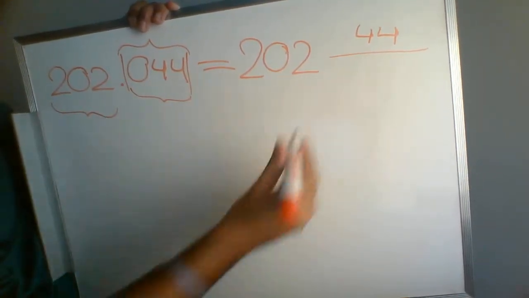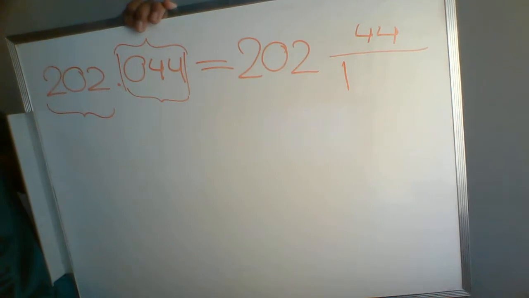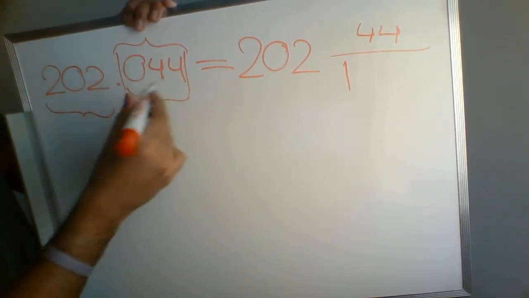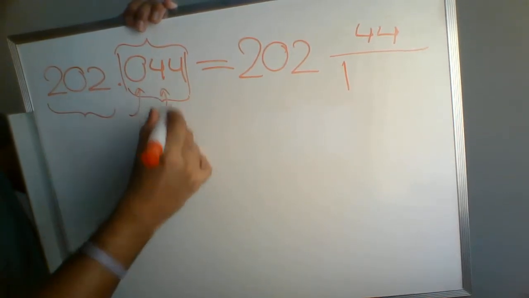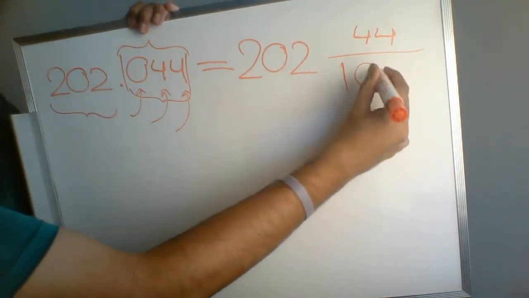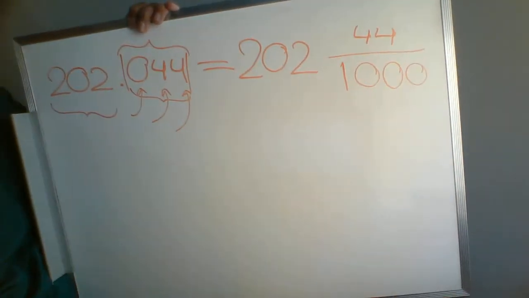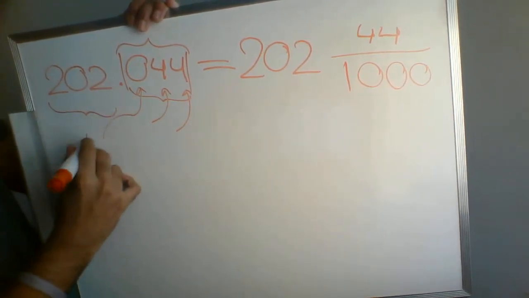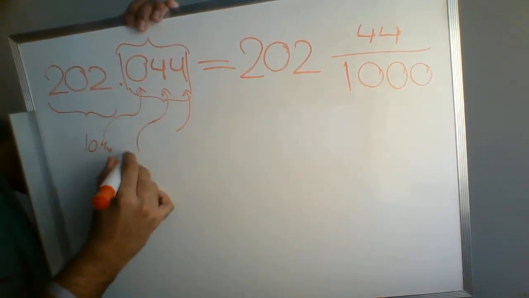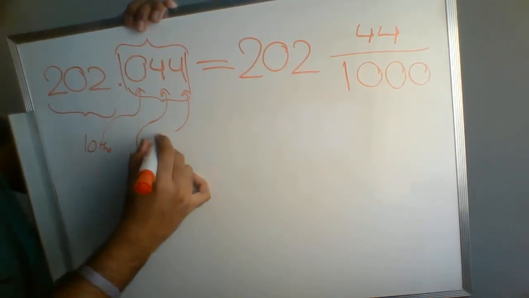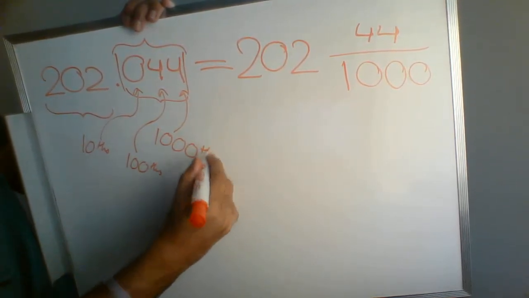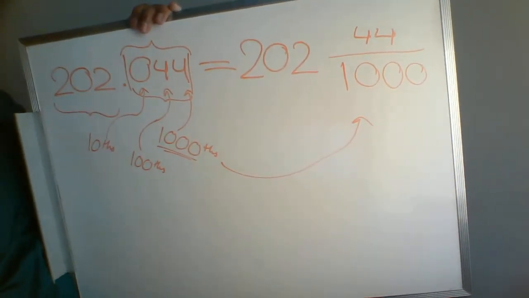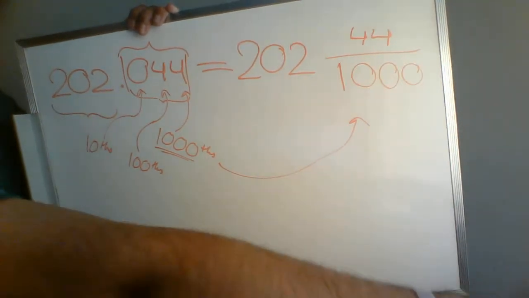And for our denominator, here we have to be a little bit careful. We stick down a 1, but now we have to not forget this 0. So we've got 044 after the decimal point. That's 1, 2, 3 digits after the decimal point, so I have to put 3 zeros after my 1 in my denominator. Or the other way you can think about it is this 0 is in the 10th place, that 4 is in the 100th place, and this last 4 is in the 1000th place. So because it's in the 1000th place, we put 1,000 as our denominator.